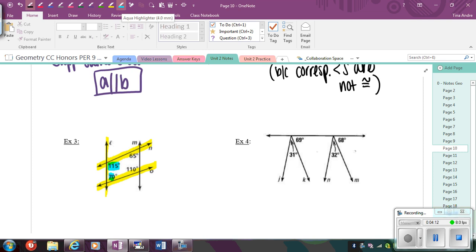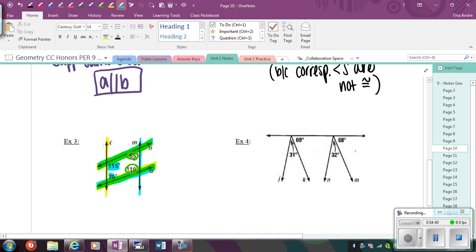I'm not going to write all this out, just because there are so many more examples in this one. If I look at this one, 65 and 110, those are same side interior angles if we focus on these lines and this transversal. 65 plus 110 does not add to 180. So even though they're same side interior, again, not supplementary, so lines N and O are not parallel. I know that by looking at both sets of lines and the transversal.